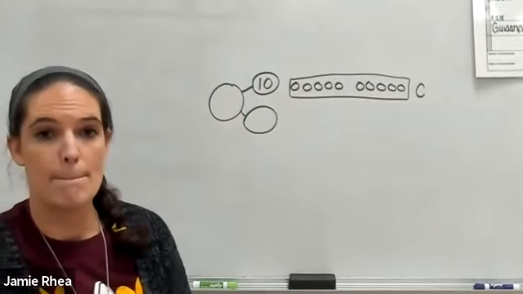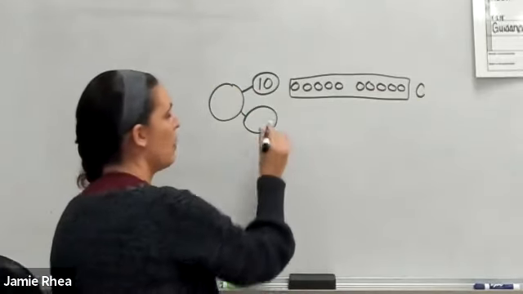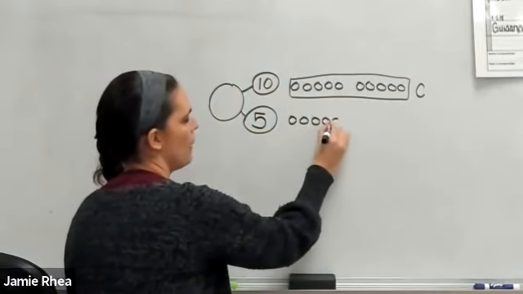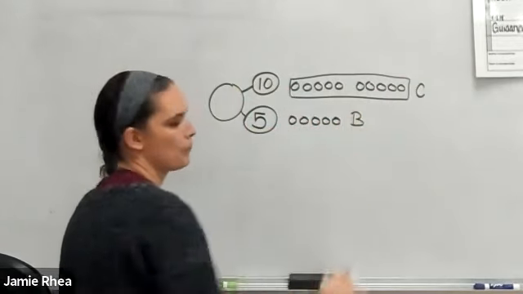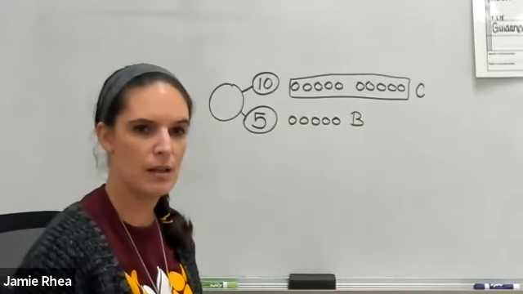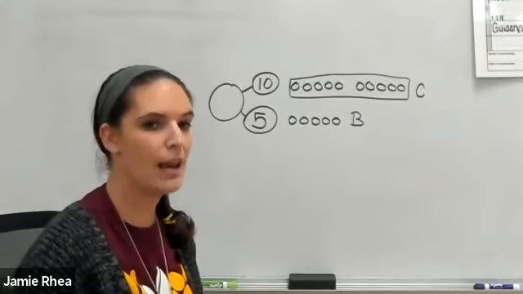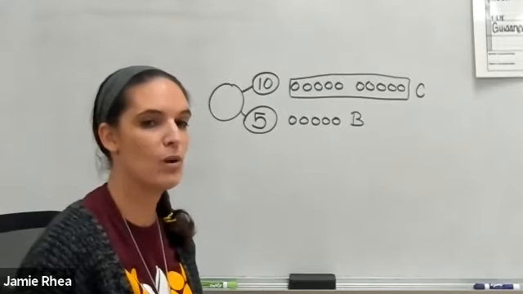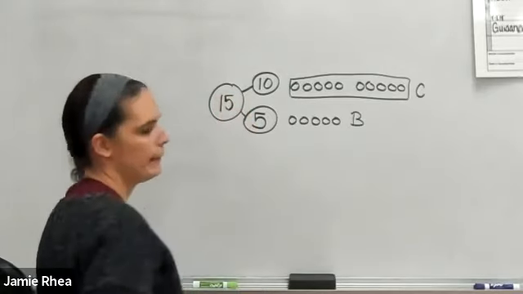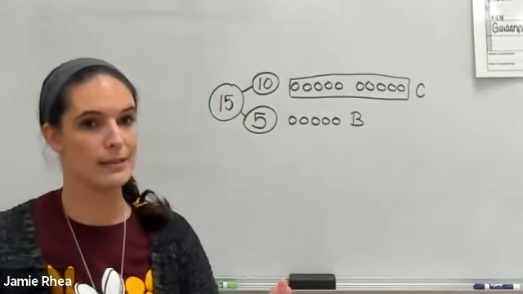5 eggs are in a bowl. 5 is my other part. 1, 2, 3, 4, 5. And they are in a bowl. Now, do I know what 10 and 5 make? I do. I can add those together and say 10 and 5 more make 15. Now, let's keep going because we're not done yet.